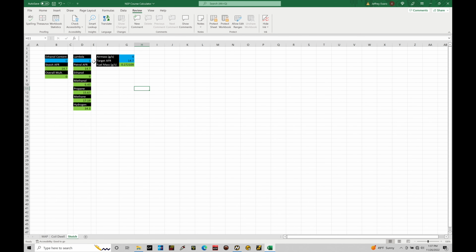1.0 Lambda is stoichiometric. It's the equivalent of the petrol air fuel scale, so pure petrol fuel of 14.7 to 1, which is stoichiometric on pure petrol fuel. Ethanol, so this would be pure ethanol, 9 to 1 is the stoichiometric ratio for the equivalent of 1.0 Lambda stoichiometric on ethanol. Methanol 6.45, propane 15.67, methane 17.19, and hydrogen.